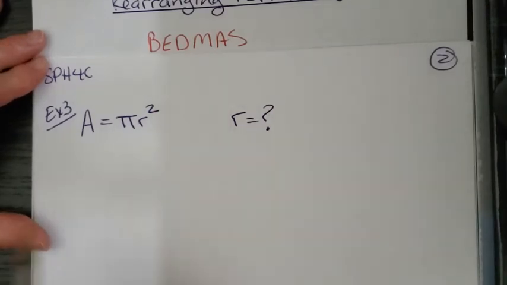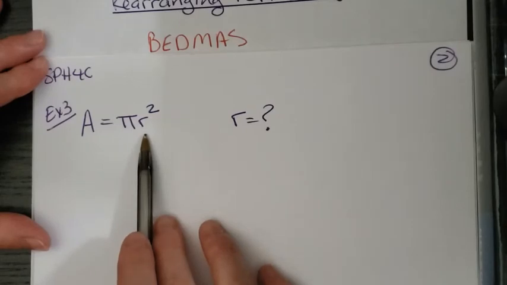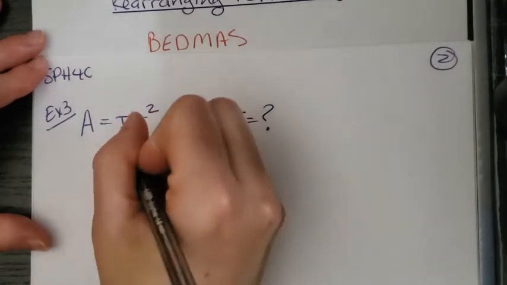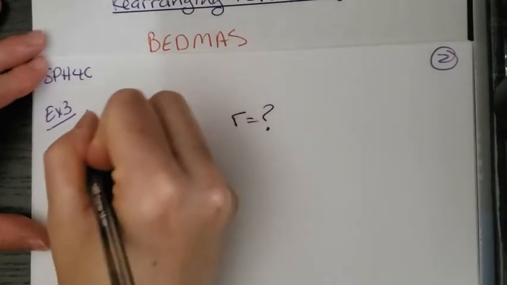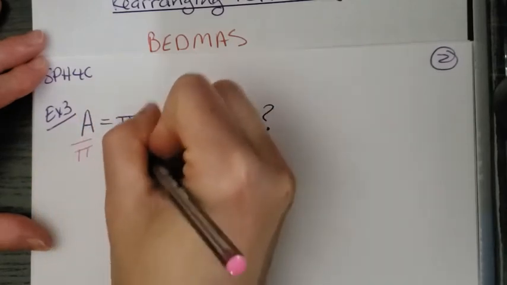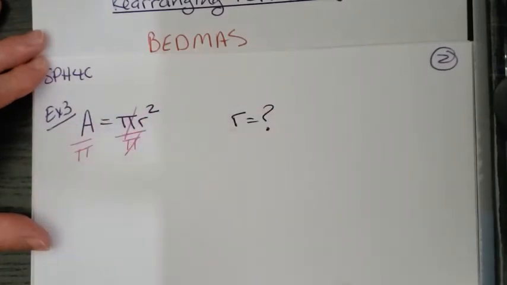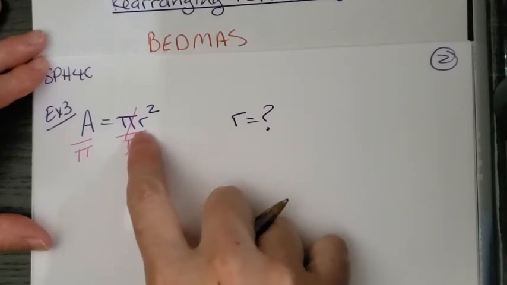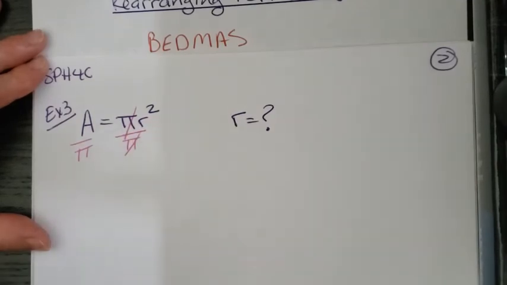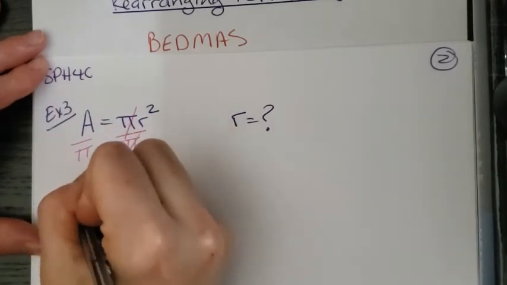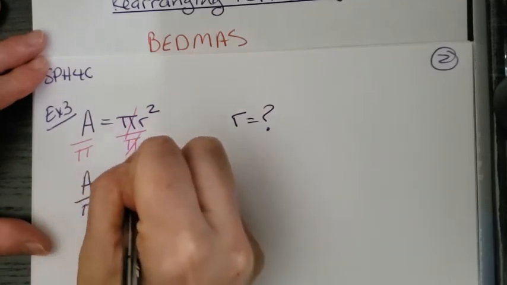So right now, the pi is being multiplied by the r. The opposite of multiplying is divide. So I'm going to divide both sides by pi. Pi divided by pi gives us 1, which disappears because 1r squared is the same as r squared. Write that out. So we have A over pi is equal to r squared.